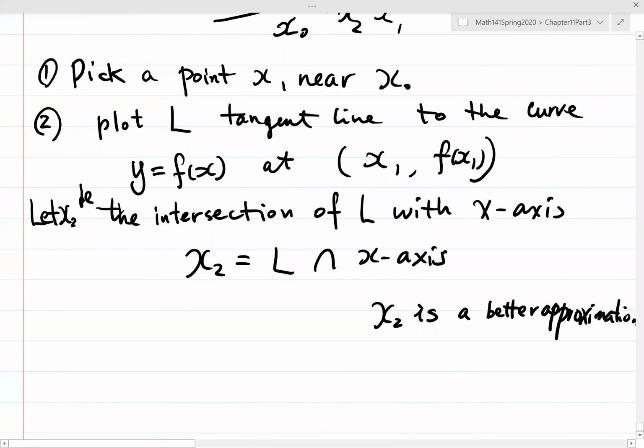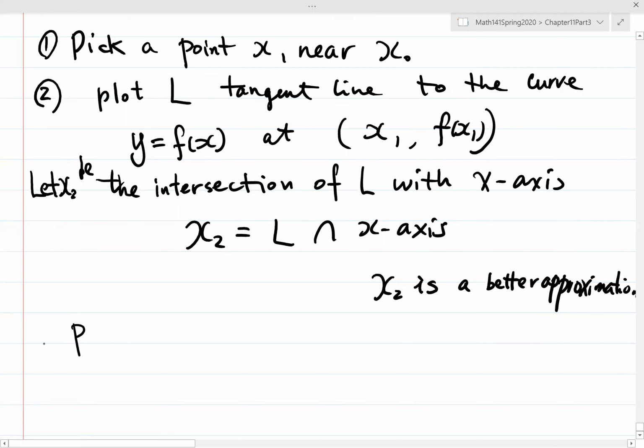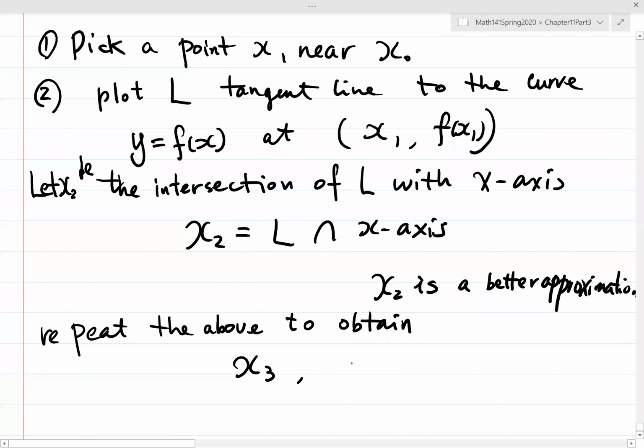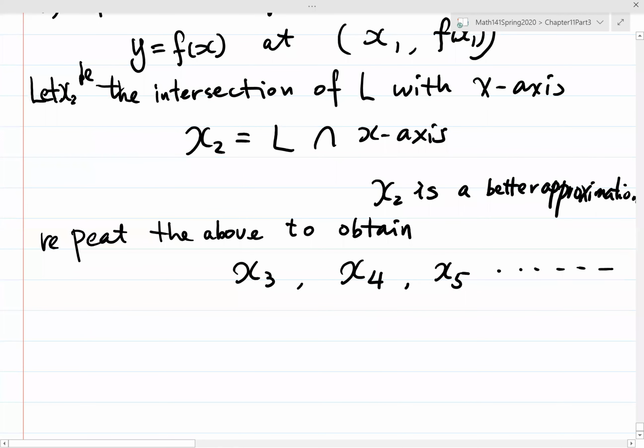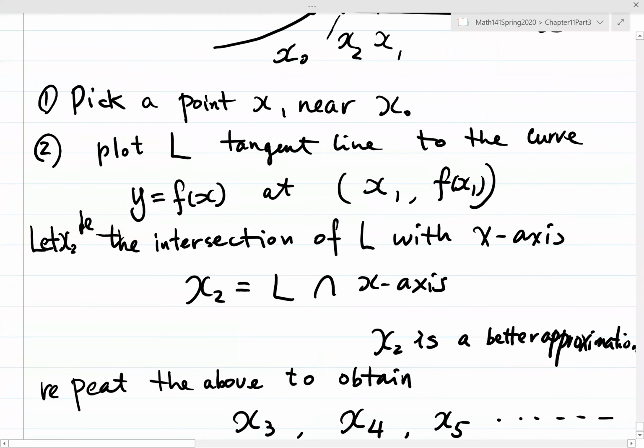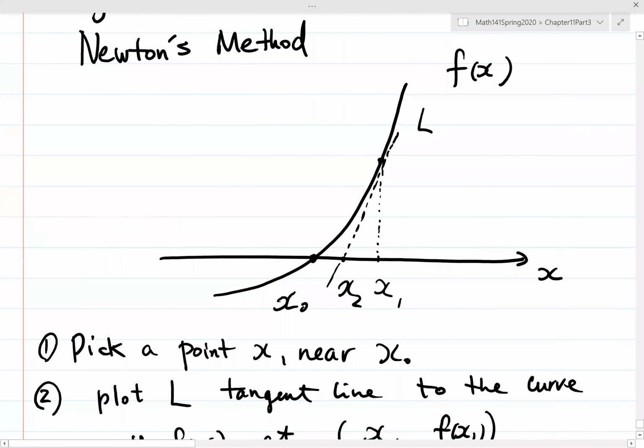Then we repeat the above to x2 to obtain x3, and then repeat the above process to x3, replacing x1 by x3, and we get x4, then x5, etc. So we expect that xn approaches x0 for reasonable functions, that it converges to x0.